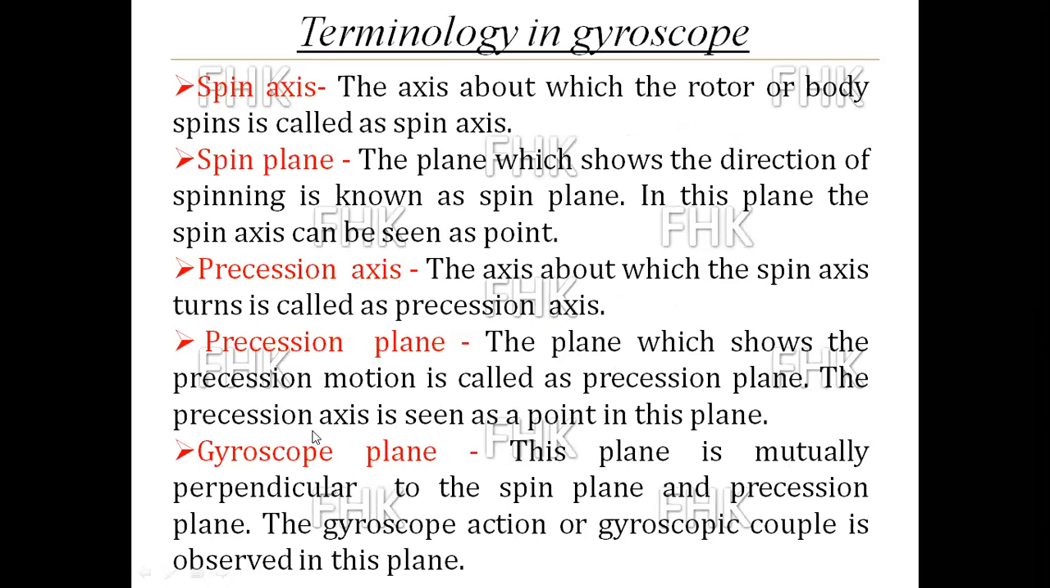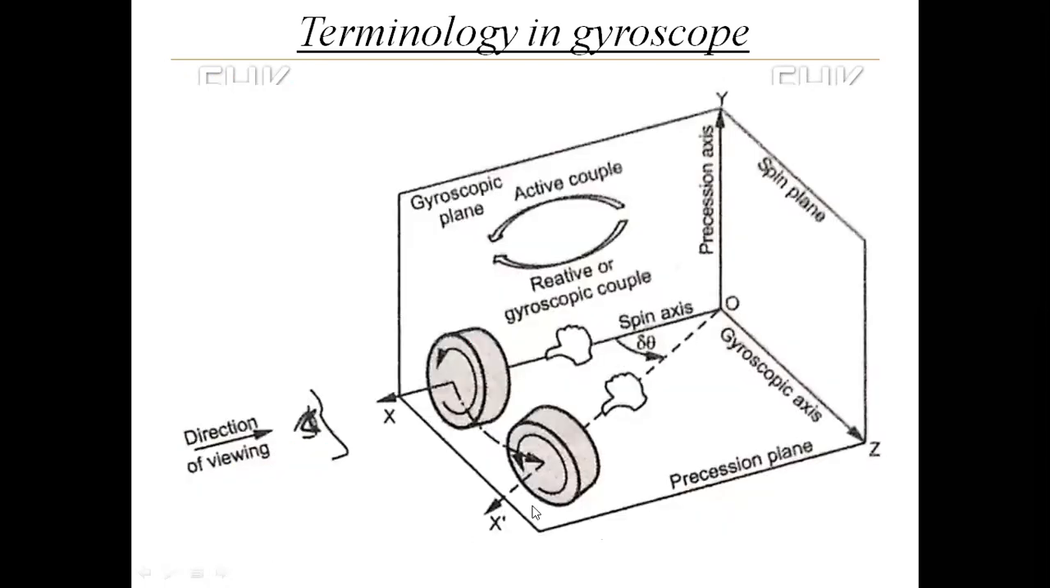Now the third plane is the gyroscopic plane. This plane is mutually perpendicular to the spin plane and the precession plane. The gyroscopic action or gyroscopic couple you can observe in this plane. So the third plane, which is mutually perpendicular to the precession plane and spin plane, is called the gyroscopic plane. You have to clearly understand these three planes.